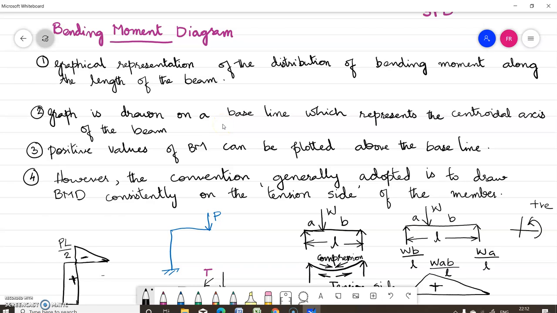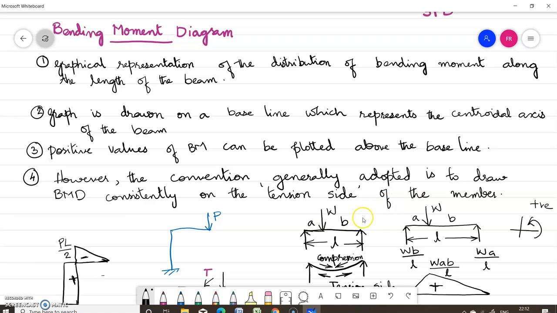So positive values of bending moment can be plotted above the baseline, that is the x-axis. So the x-coordinate shows the position along the centroidal axis of the beam, and the y-coordinate shows the value of bending moment along the length of the beam. Usually we can plot the positive values above the baseline, however the convention generally adopted is to draw the bending moment diagram consistently on the tension side of the member.